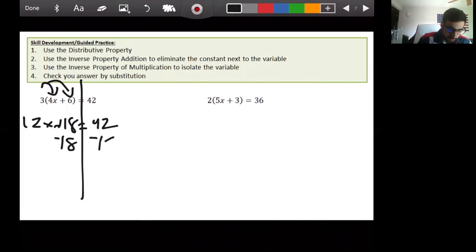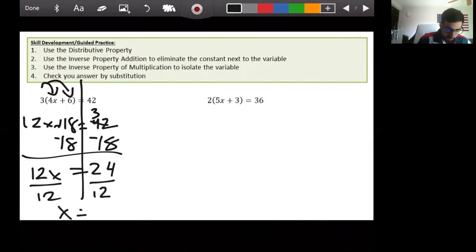Subtract 18, subtract 18. 12x is equal to 24. Divide by 12, divide by 12. X is equal to 2. Okay, so go ahead and pause your video. You're going to do the one on the right. All right, one on the right.